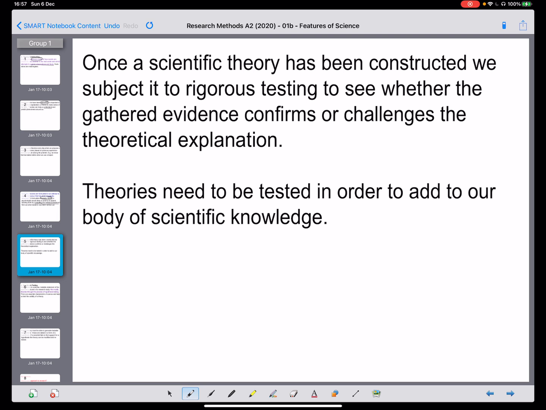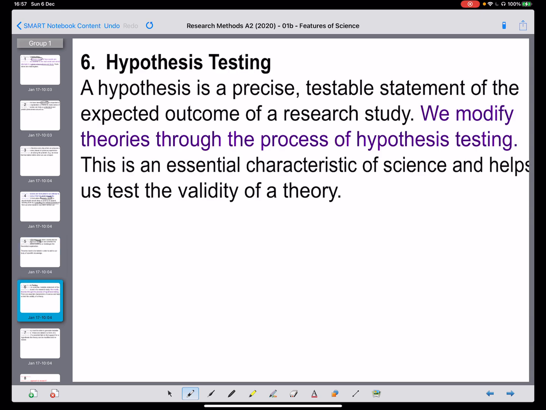And then it says, once we have constructed a theory, we need to rigorously test it, okay? And part of that process is going to be your hypothesis testing, which happens to be the next feature of science. And with hypotheses, something which we've spent time trying to get you to see is the relationship between how we manipulate the IV and calculate the DV, so that we can come up with some form of hypothesis in order to help us understand what the expected outcomes will be of a particular scientific experiment.